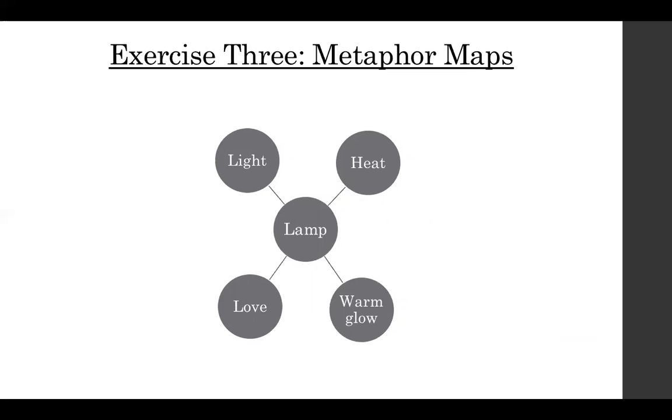So when I think of a lamp, I think of the light and the heat that's emitted from it. And maybe a nicer way of putting light and heat is to say a warm glow. And when I think of a warm glow, I think of the feeling of love. So now that I have warm glow, it can be used in my poem as a metaphor for love. So it's your turn, try it.